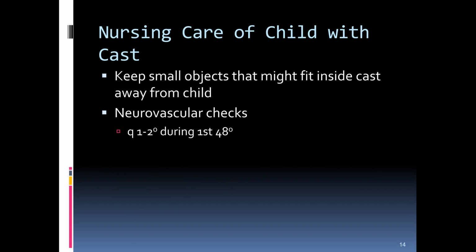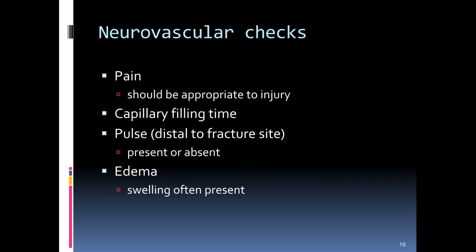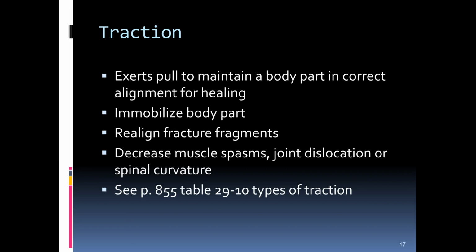You want to keep small objects away from children, like M&Ms or anything that might fit in that cast and stay and create skin issues. Like I said, you want to do neurovascular checks 1 to 2 hours during the first 48 hours. Again, looking for compartment syndrome. These are neurovascular checks. I expect you should know how to do neurovascular checks by now, and I also just went over them talking about compartment syndrome.